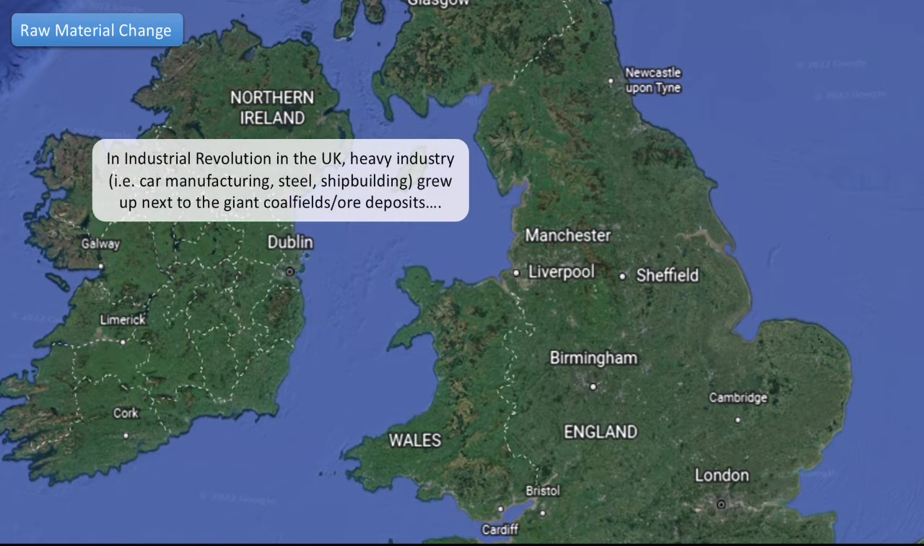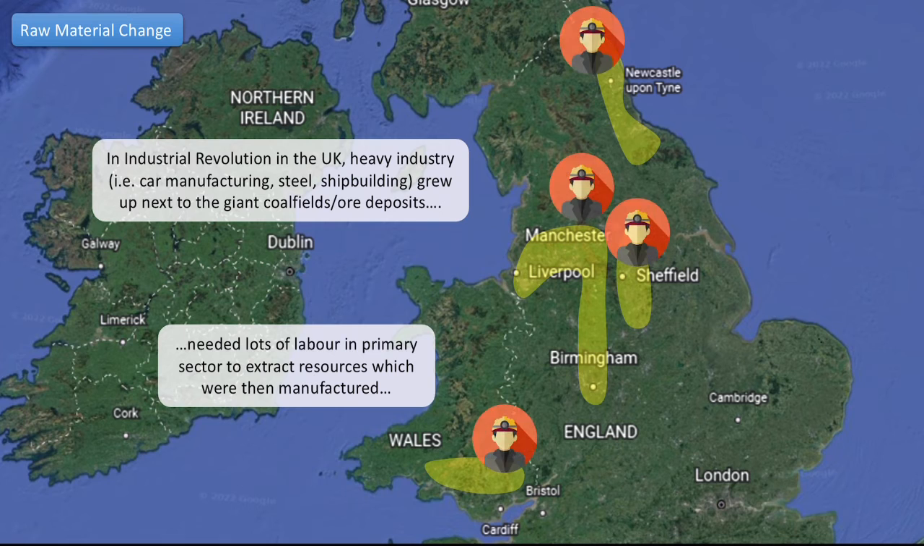So in the UK, in the Industrial Revolution, we saw heavy industry grow up around the big coalfields and iron ore deposits that were found naturally in the UK. So places like South Wales, Birmingham, Manchester, Liverpool, Sheffield, Newcastle upon Tyne in the northeast, all were very close to those deposits and therefore became big manufacturing centres. What was needed was a lot of labour in the primary sector in things like mining to extract the resources, which were then sent into the manufacturing sector to be processed into goods.